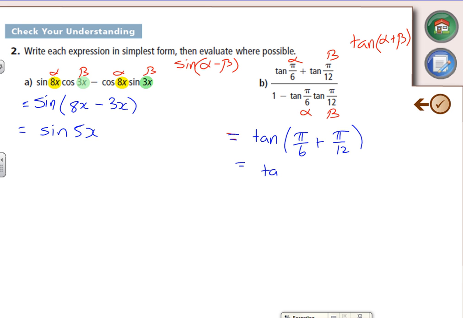gives us tan of, now we just add that, 1/6 plus 1/12, common denominator, 2/12 plus 1/12, oh, that's 3 pi over 12. 3 pi over 12, that reduces, that's pi over 4. Oh, we've got a number. I can figure out tan of pi over 4. That's 1.